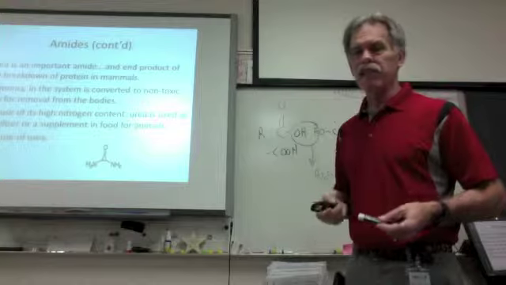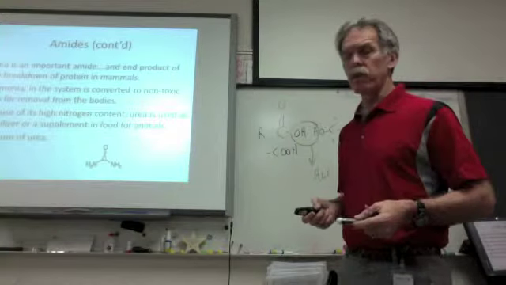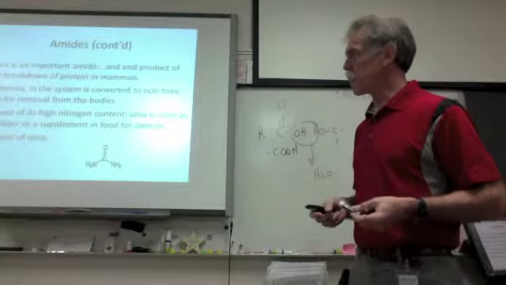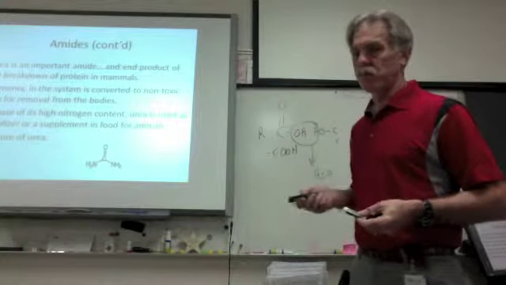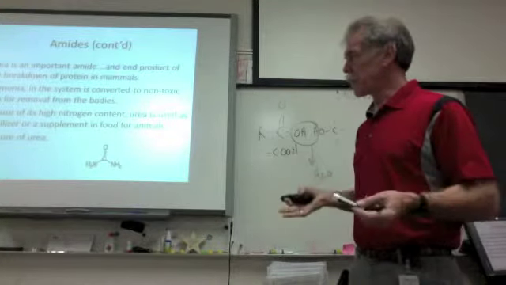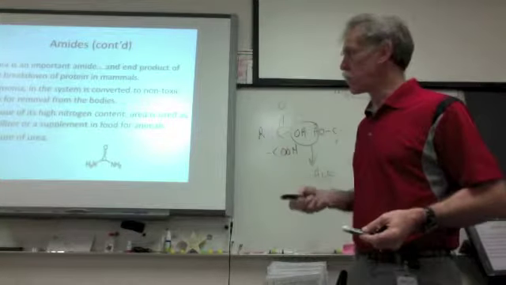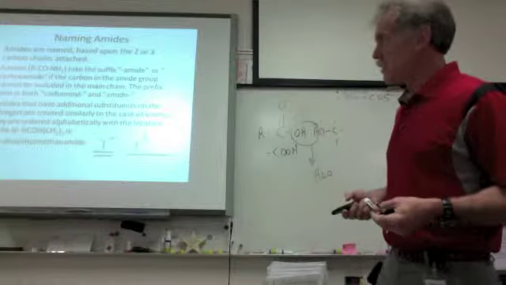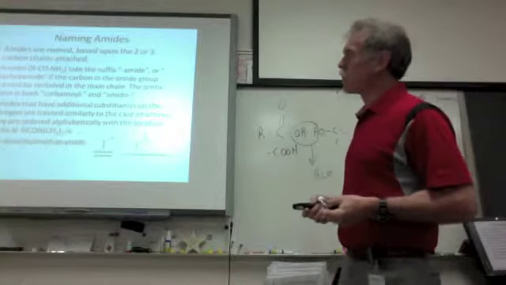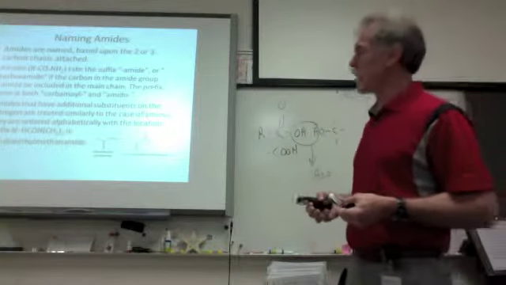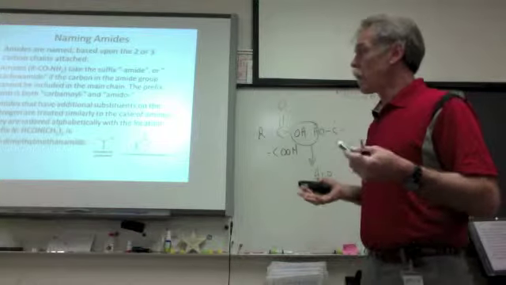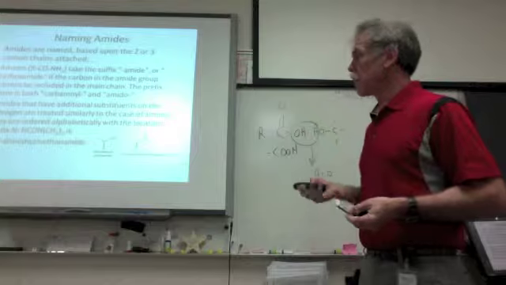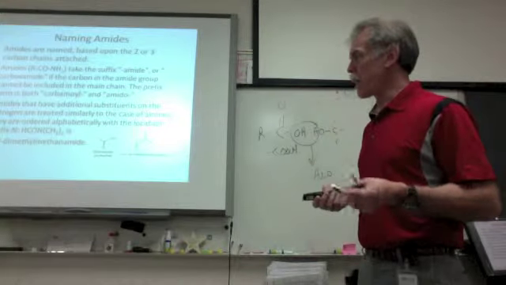Because of its high nitrogen content, urea is used as a fertilizer, also used in supplements in cattle food and other animals. So there's the structure of urea, and it's basically a carbonyl with amino groups on either side. As far as naming amides, they're based upon the 2 or 3 carbon chains that are attached, or if it is not substituted, like down at the bottom we've got ethanamide.